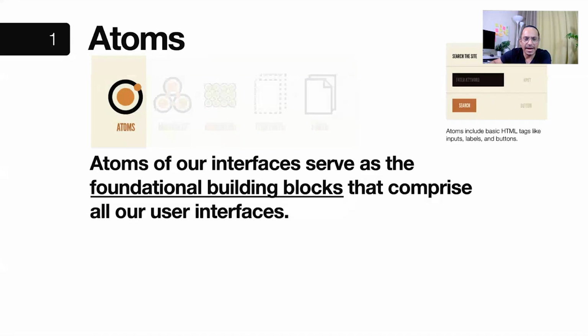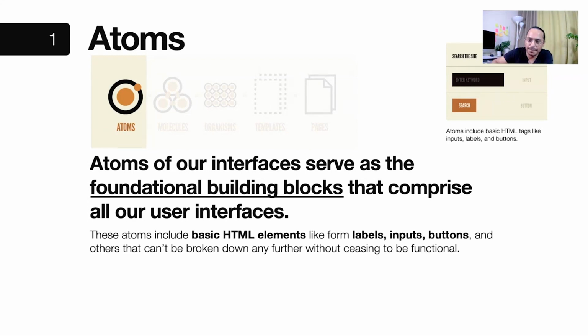So atoms, and this is mostly specific to when he's talking about web pages, but this can also be used for building any kind of system, right? So let's understand this. What are atoms? Atoms of our interface serve as the foundational building blocks that comprise all our user interface. This is the smallest part of the component of the page. So that is the atoms.